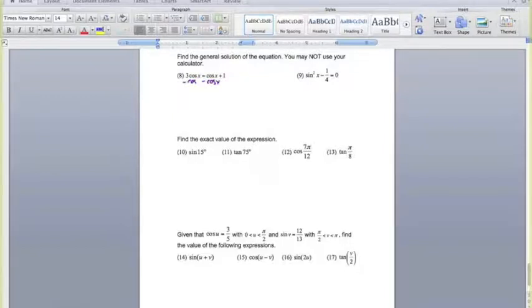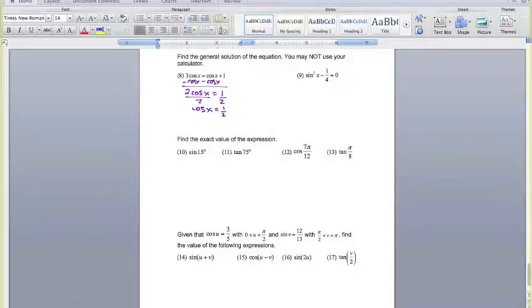So I'm going to subtract a cosine from both sides. I get 2 cosine of x is 1. And divide by 2. And I get cosine of x is 1/2. So that's your first step, get the trig function alone.